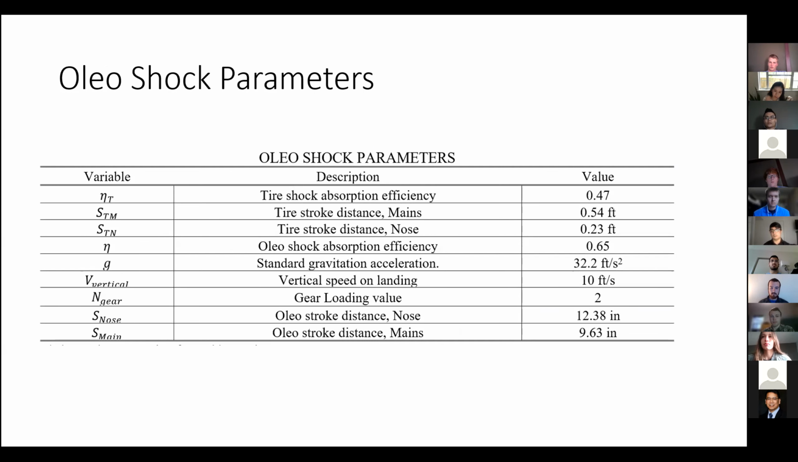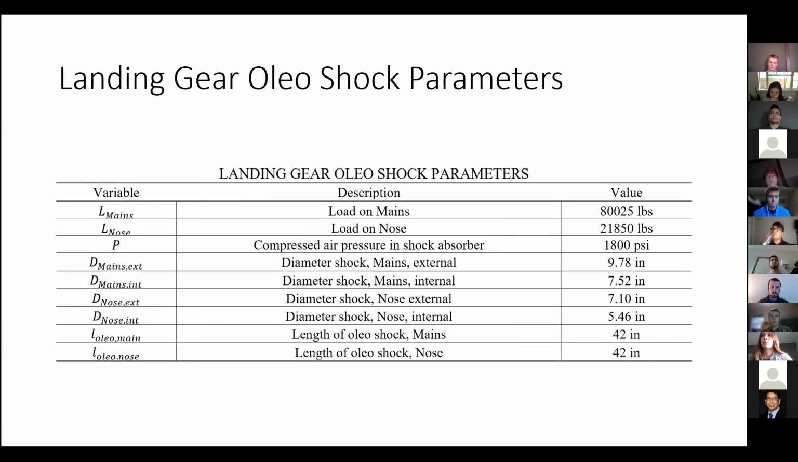And then these are the Oleo shock parameters that we used as we designed our strut to be Oleo. And as you can see, there's the variables that we used and the description and the values we use. And then on the next slide, we actually have the landing gear Oleo shock parameters for our struts. And you can see the load on the mains is 8,025 pounds, and the load on the nose is 21,850 pounds. And the compressed air pressure and shock absorber is 1,800 PSI.